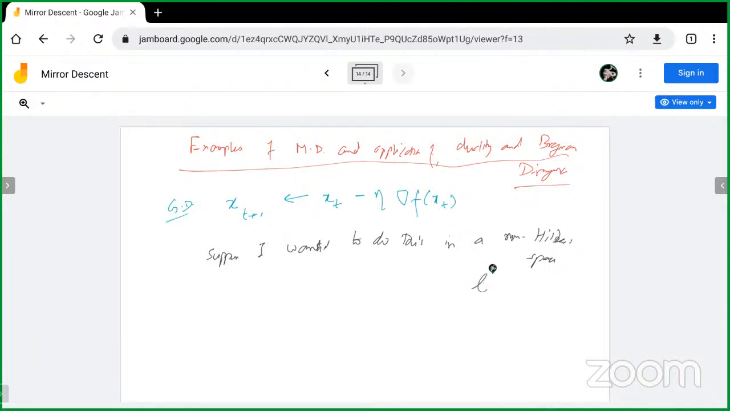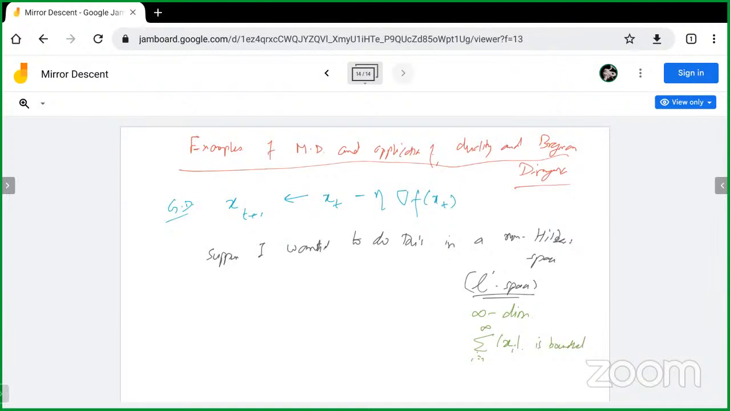Do people know what L1 space is? L1 space is the space of all vectors whose L1 norm is bounded. The vectors could be infinite, so basically I go to infinite dimensions, but I assume that the L1 norm is bounded. It's the space of all vectors like this.